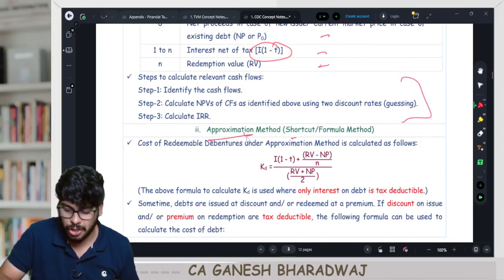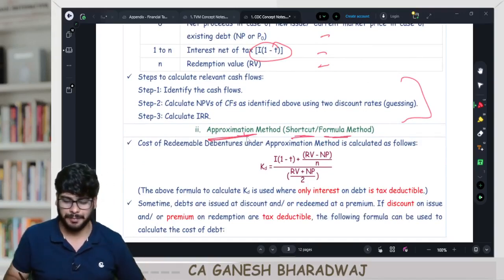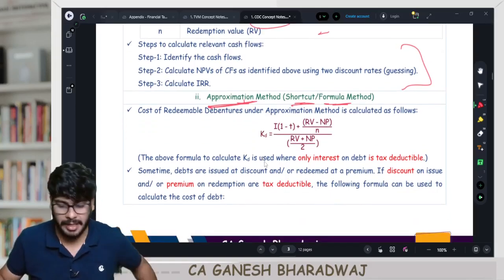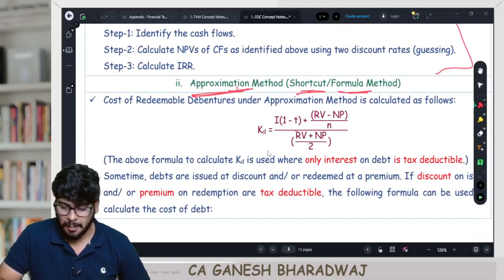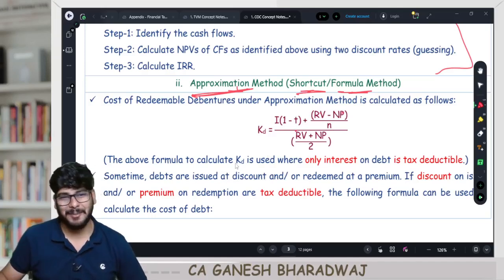Now there is a second formula. It's called the shortcut method or formula method, popularly known as the approximation method. What does this formula say? It says KD is equal to I into 1 minus T plus RV minus NP by N, the whole by RV plus NP by 2. Right? Easy formula, huh? So you can mug it up.